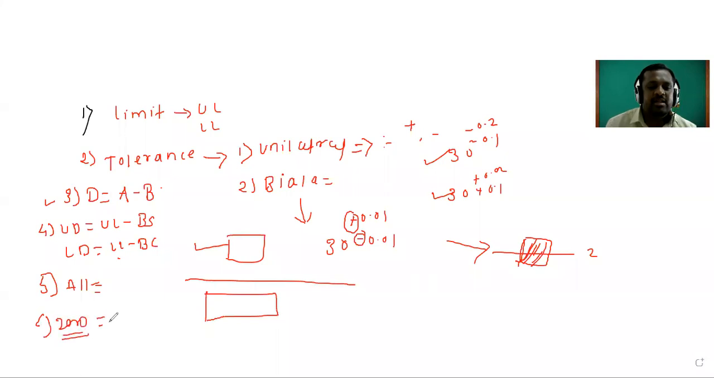Then what is meant by the zero line? Zero line is nothing but the graphical representation of basic size. Your zero line shows the exact basic size. The upper side will be positive: above the basic line it is positive, and below the basic line it is negative, in an increasing and decreasing manner, like this. Then again, which point did we cover in the last lecture?